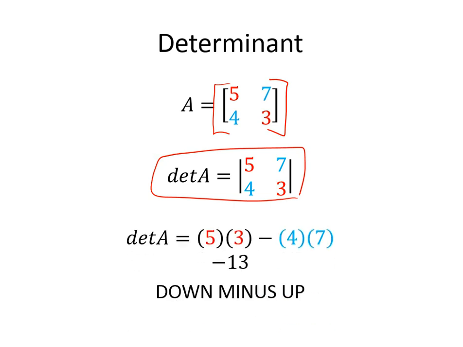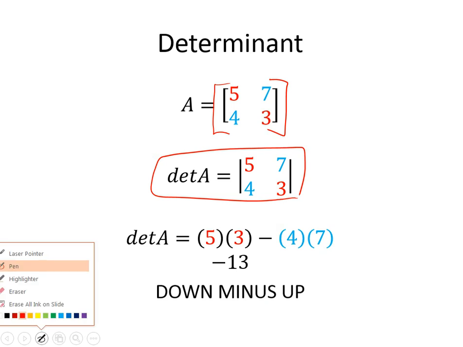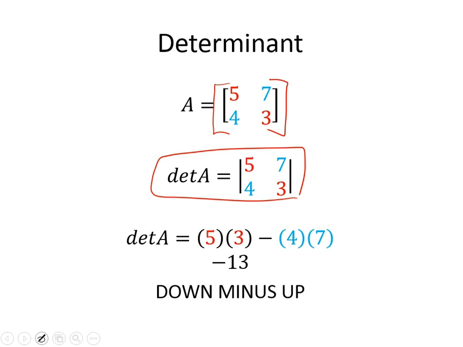Now what you're going to do is go down minus the up. You take the upper left and go down to the bottom right, and multiply those. Then you subtract the bottom left to the upper right that are multiplied. You see here I did it in colors, the red and the blue. So you do the red and the blue, then you subtract and you get a number. That is your determinant. So down minus up. That tells you your determinant.